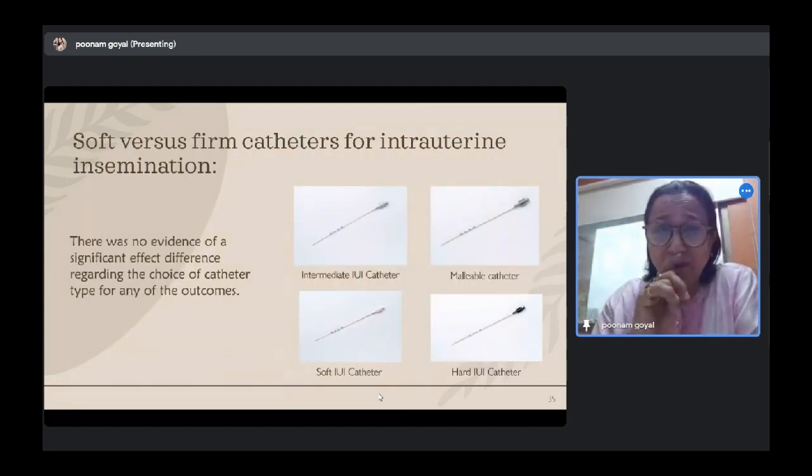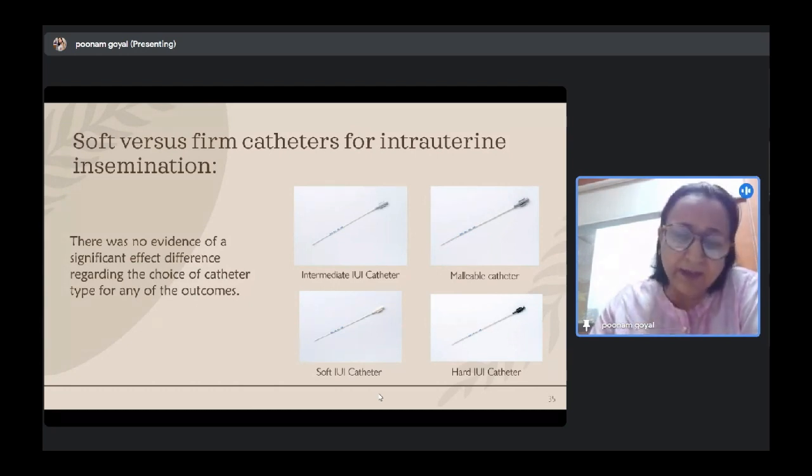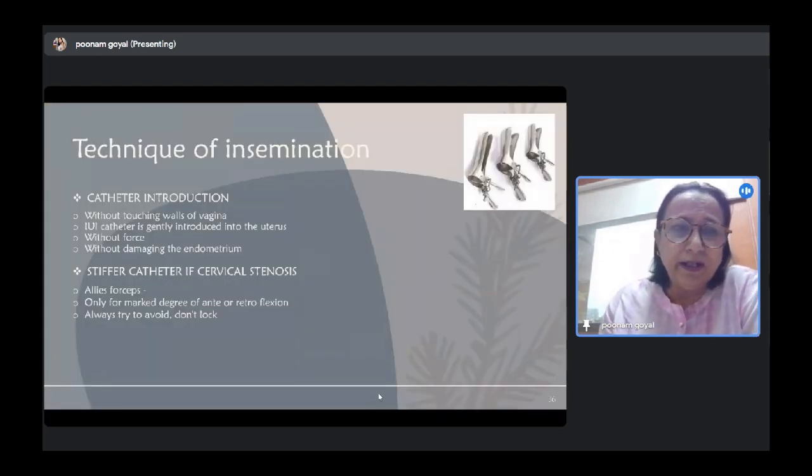Soft versus firm catheter for intrauterine insemination. There was no evidence that one is better than the other. But always, if you are using a soft and malleable catheter, then the negotiation of the os would be much easier and less traumatic. So what is the technique?